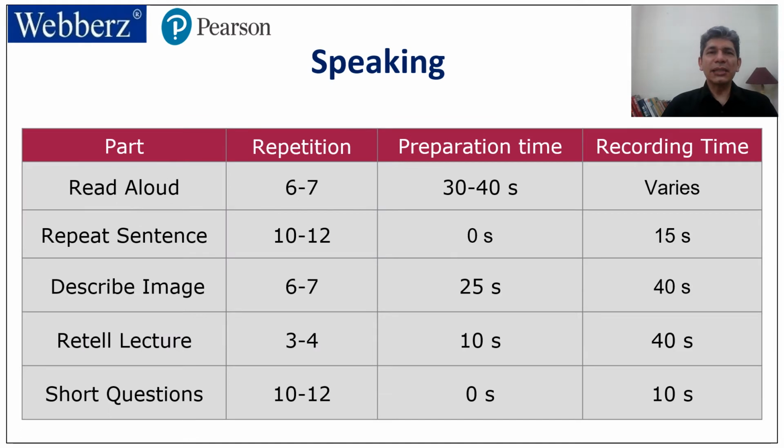Let us talk about speaking first. Speaking has got 5 item types called read aloud, repeat sentence, describe image, retell lecture, and short questions. Read aloud has 6 to 7 repetitions, repeat sentence has 10 to 12, describe image has 6 to 7, retell lecture has 3 to 4, and short questions are 10 to 12.